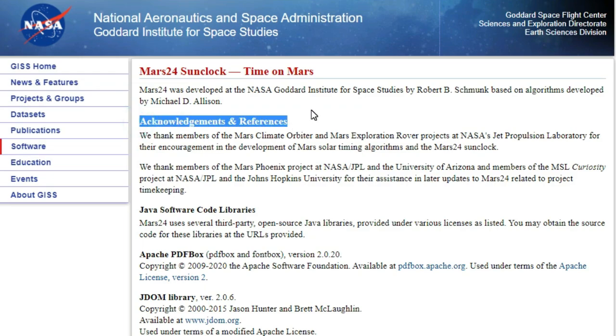We thank members of the Mars Climate Orbiter and Mars Exploration Rover projects at NASA's Jet Propulsion Laboratory for their encouragement in the development of Mars solar timing algorithms and the Mars 24 sun clock.